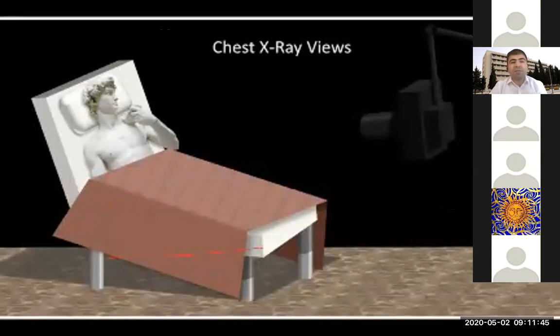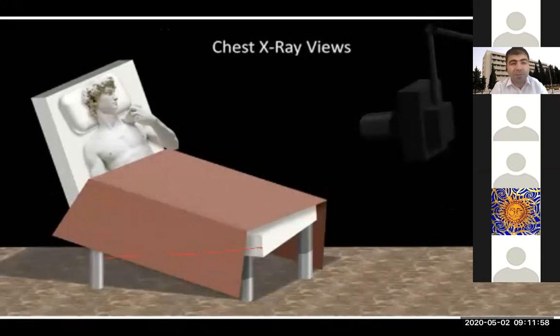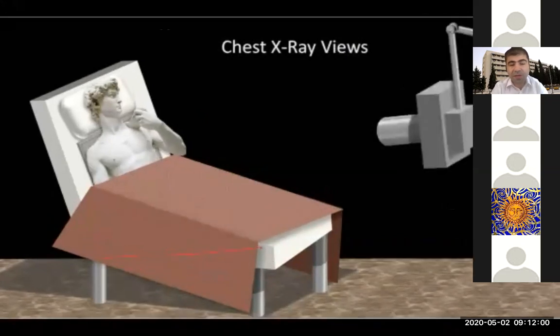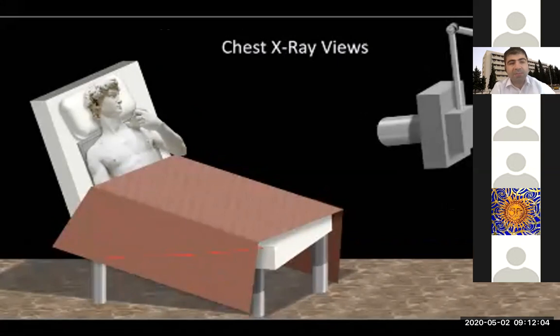In some cases, where the patient is unambulatory, or critically ill, or in the ICU, for example, we use portable X-ray. The cassette will be put just behind the patient, and the source of the X-ray will hit the front of the patient, so it is an AP view.